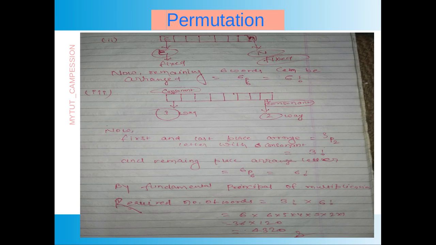6P6 equals 6 factorial. Now you have remaining 6 ways, 5 ways. Okay. Now the required number of words that can be formed is 3 factorial into 6 factorial, by the fundamental principle of multiplication, we get 4320.